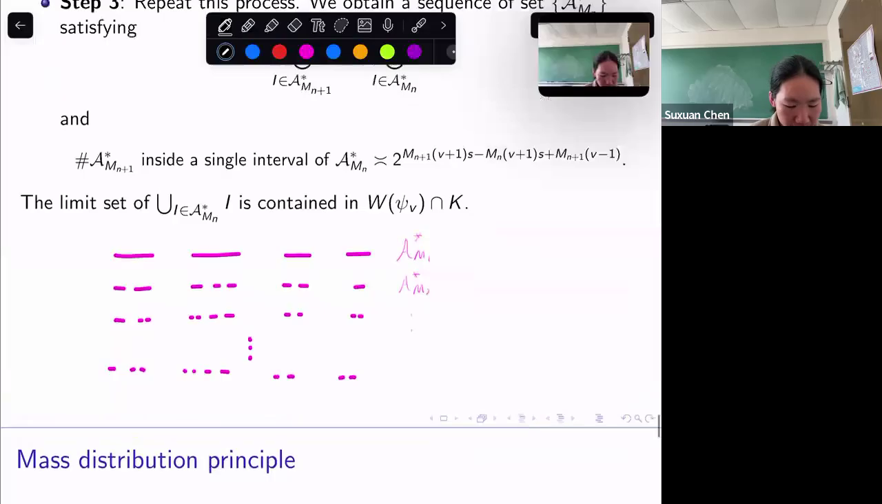And now we can define a measure on the limit set. First we distribute the measure 1 evenly to each of the intervals in the first level, and then in the second level we distribute the measure of the first interval evenly into the sub-intervals contained in the first one. We keep doing this process for each of these intervals and repeat it. Then we get a measure on the limit set.